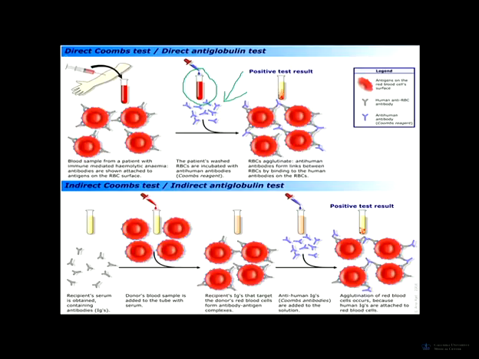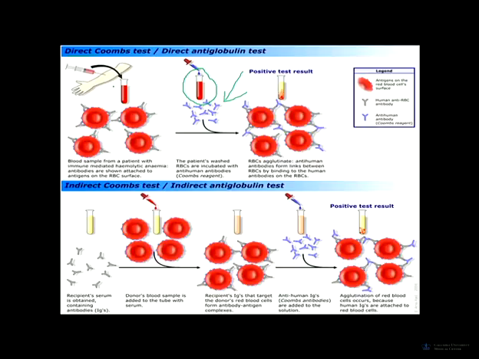And this is called a direct Coombs test because it's a one-step reaction. You get a result directly. This looks for opsonized red blood cells, red blood cells which are coated in antibody.